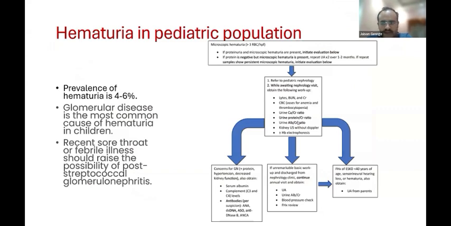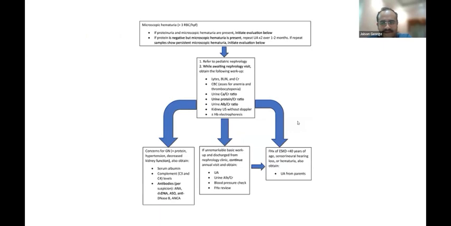Hematuria in pediatric population. Prevalence of hematuria is 4 to 6% in pediatric population, and glomerular disease is the most common cause of hematuria. Recent sore throat or febrile illness should raise the possibility of post-streptococcal glomerulonephritis. Just like in adults, if isolated microhematuria is present, repeat the urine analysis to exclude transient causes. If persistent hematuria is present on repeated samples, or if proteinuria is present alongside hematuria, look for features of glomerulonephritis. Do an albumin level, look for the renal function, the complement levels, etc.